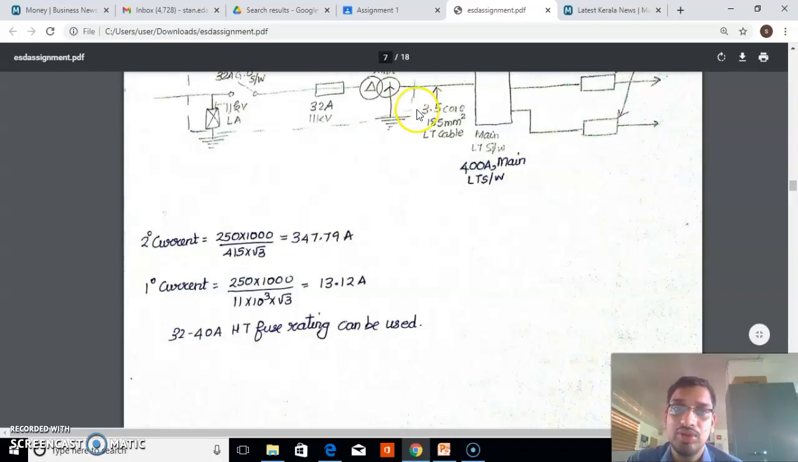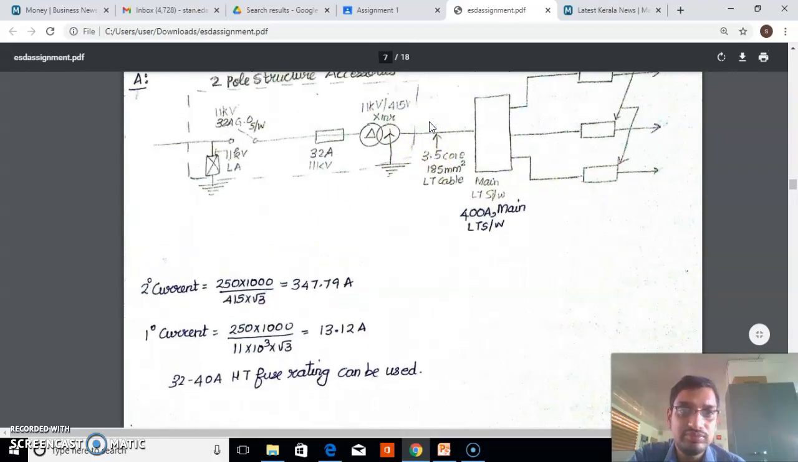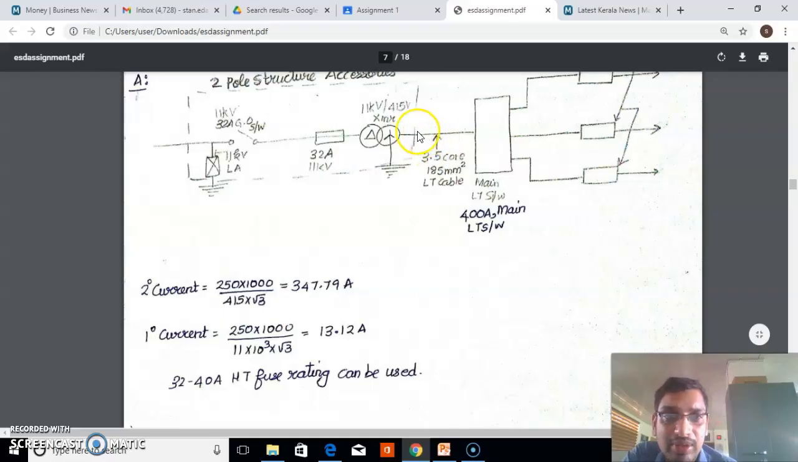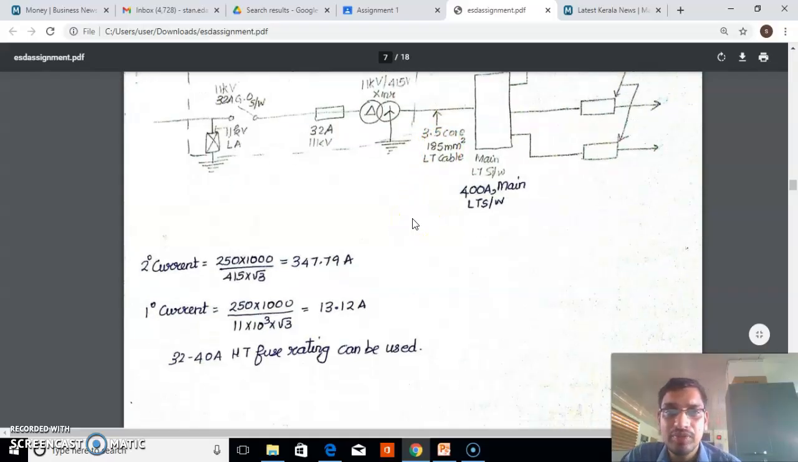So in the diagram, this is the secondary cable. You can write it as 3.5 core 185 mm square LT cable. Next we should find out the fuse rating as well as the gang operating switch rating.